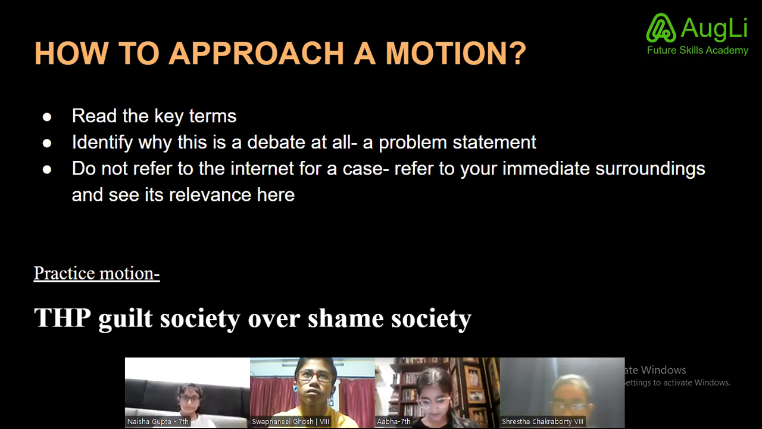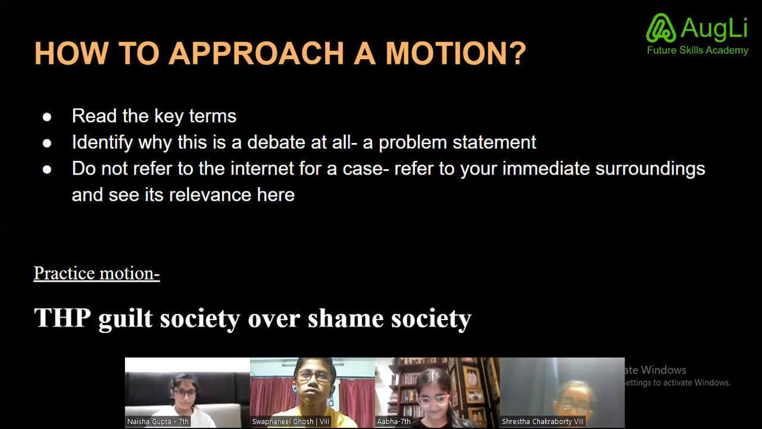For example, this house prefers guilt society over shame society. This motion does not specify who the actor is. Some motions do. For example, some motions will say this house as the feminist movement will ban X. X could be whatever. But here you are being told that this house is the feminist movement. Do you understand? This house as the feminist movement. So that's an actor motion where you are already told who this house is. But oftentimes you are not told who this house is. At that time, you can always take a guess.